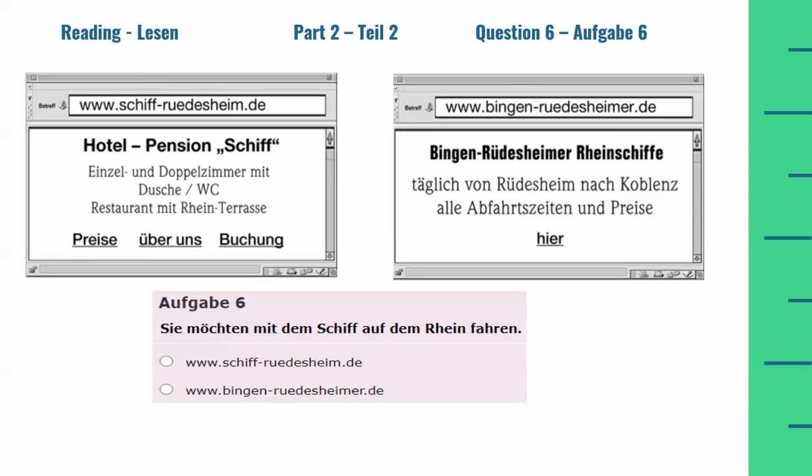If we look at the advertisement on the right hand side, it says täglich von Rudesheim nach Koblenz, alle Abfahrtzeiten und Preise hier. So here we can find information about the departure time and prices of ships which are traveling from Rudesheim to Koblenz. So this is the right one. So the correct answer is www.bingen-rudesheimer.de.